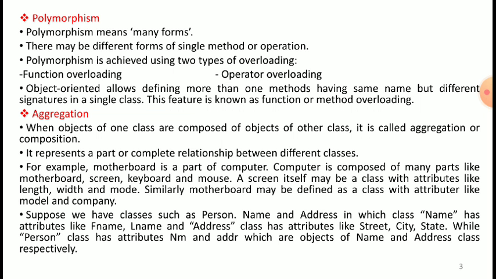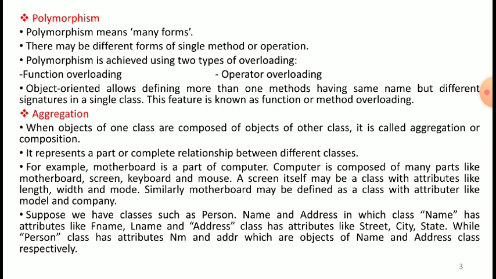So, polymorphism is achieved using two types of overloading. First is function overloading, and second is operator overloading. Object oriented programming allows defining more than one method having the same name but different signatures in a single class. This feature is known as function or method overloading.